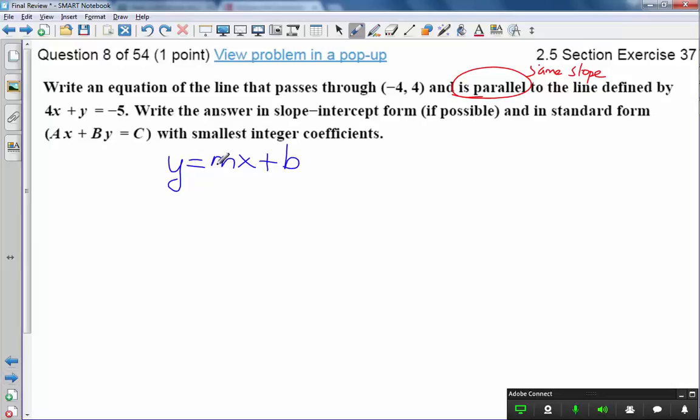So how do I find m? From this fact: it's parallel to another line. All you need to do is get the slope of this line. Do you have it? What is the slope of this line? Negative 4. How did you get it? Isn't it the number in front of x always? Like this, m is 4. How did you get negative?